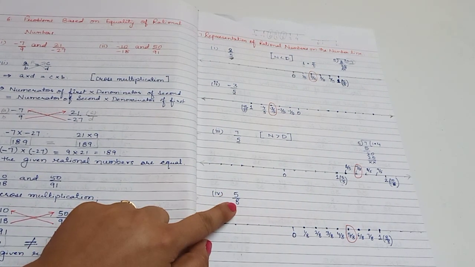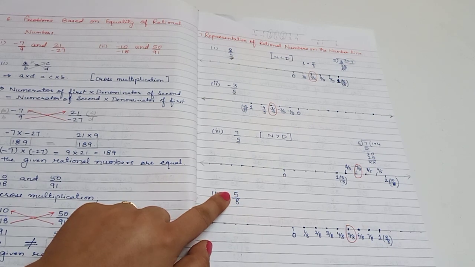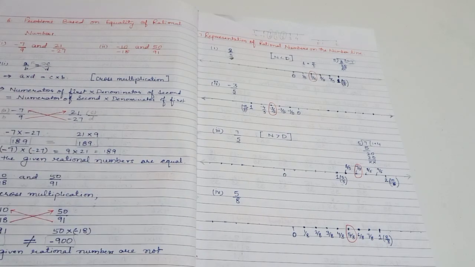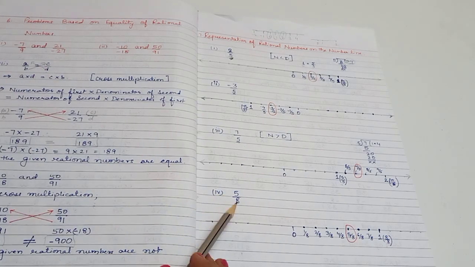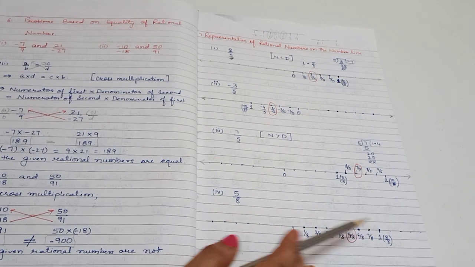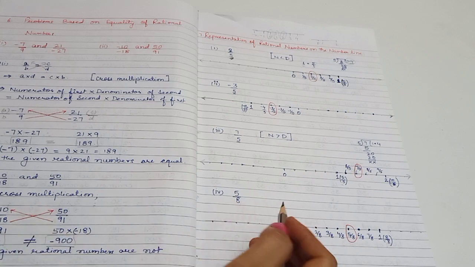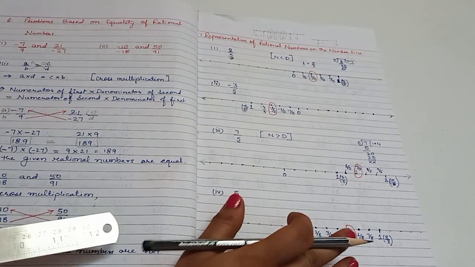So if it is like 8, 5 by 8. So here, first of all, it's a positive rational number, so it will be on the right of 0, right? Then the denominator is 8, so we need to divide the unit distance into 8 equal divisions. Okay. So here, don't plot anywhere. You should not plot any of the points anywhere.